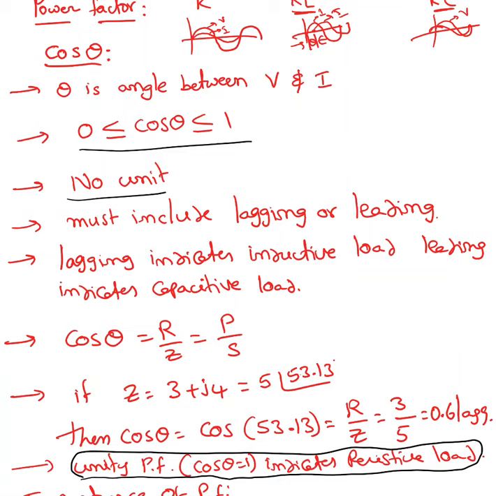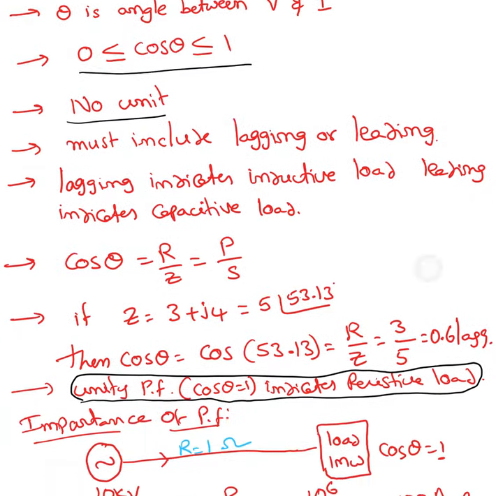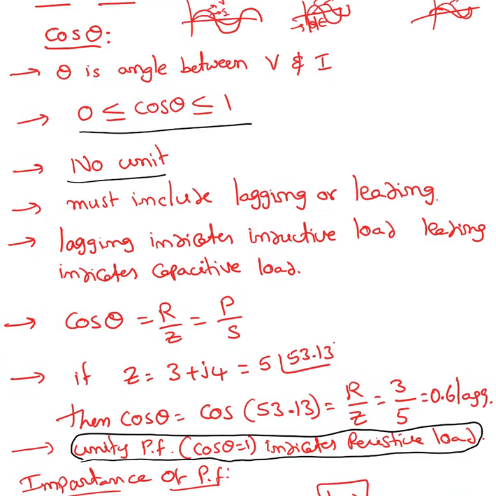If I say power factor, cos theta, equal to 0.7, it doesn't make any sense. You have to indicate whether it is lagging or leading. Usually we say lag, so that indicates that it's an inductive load. So lagging indicates inductive load.